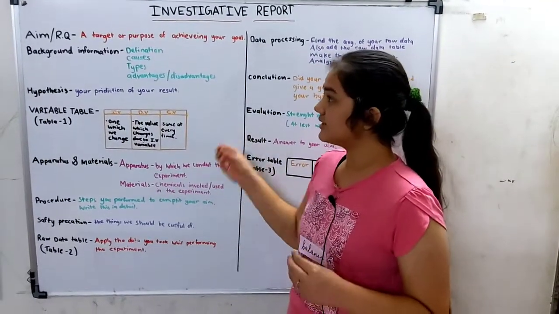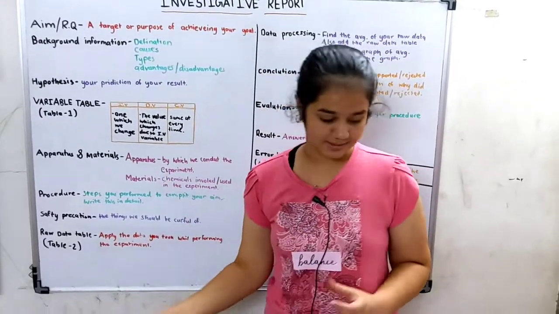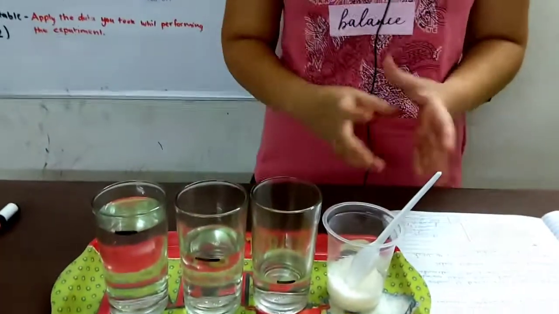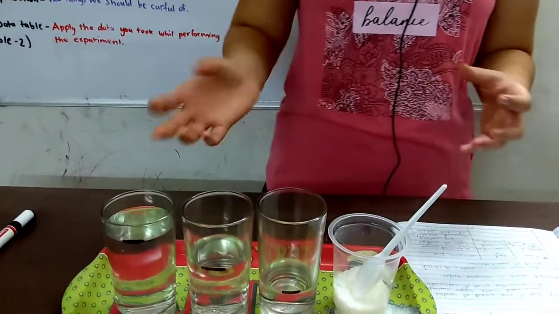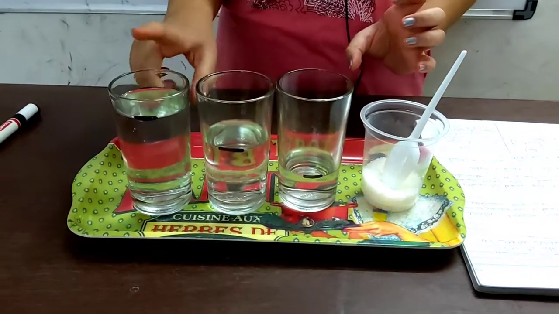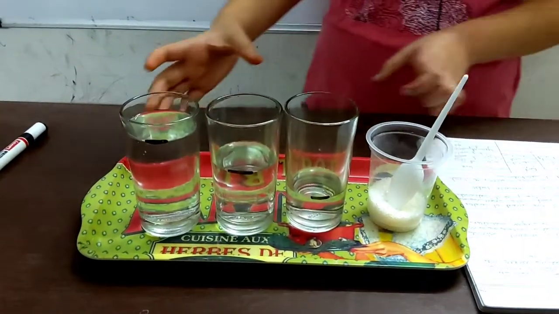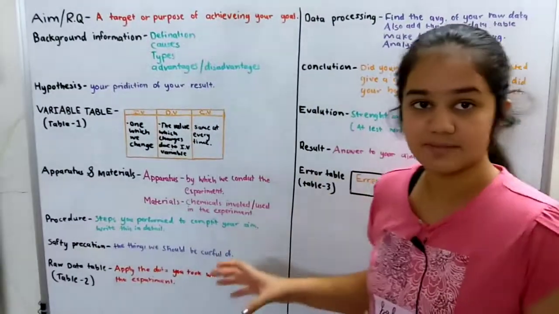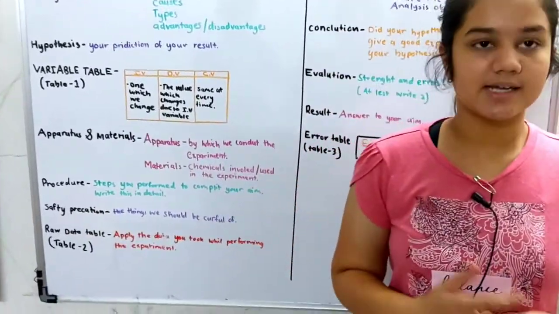Today I will explain what we write in each step, and what each step is named. I'll also show you a small practical experiment, which is known as looking at the sugar saturation point. Here we have sugar and three glasses of water: one filled fully, one half, and one small. So today I'll explain all the investigative report steps by conducting one small experiment, so you know how to write it. Let's get started.